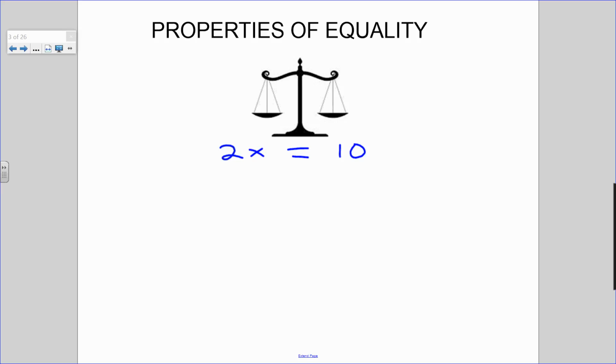Mr. Adena, what's your favorite number? Look at what I'm going to do. I'm going to multiply by 6 on both sides. See what happens. What's 6 times 2x? 12x equals 60.